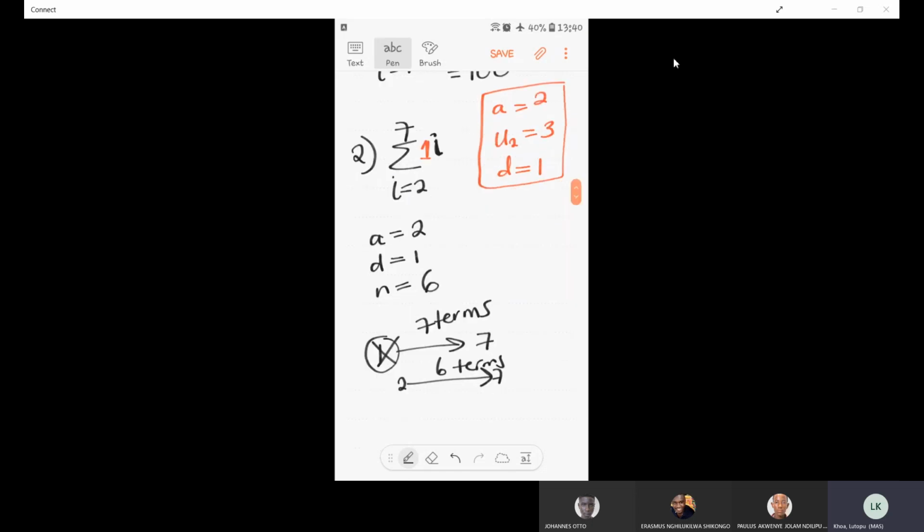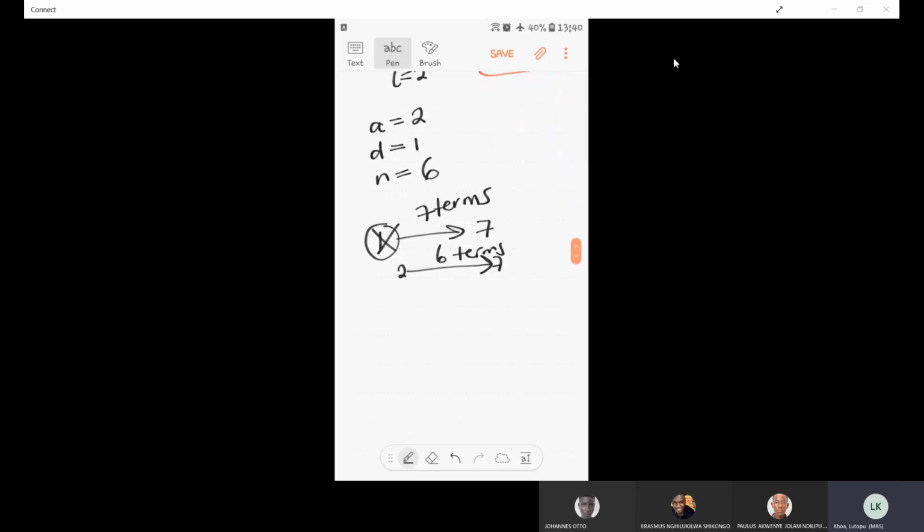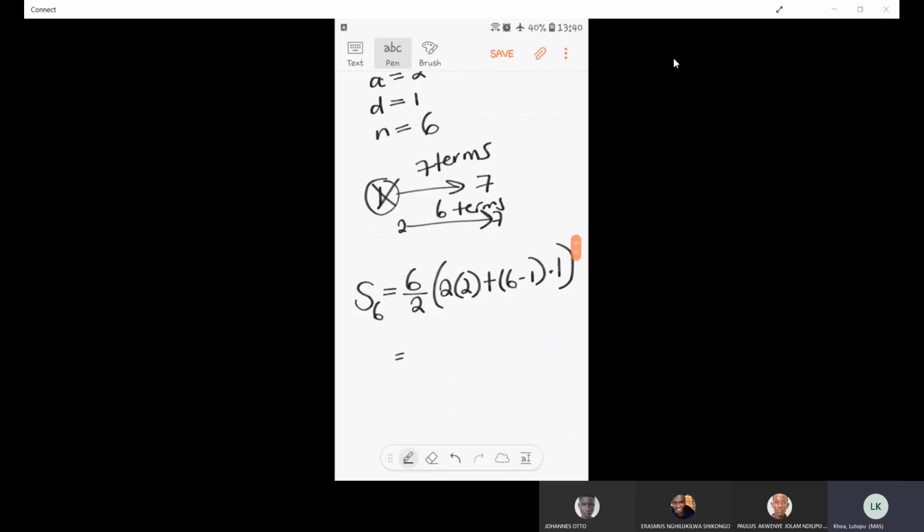So we're looking for the sum of the first 6 numbers in this arithmetic progression. So this is S6. This is equal to n, which is 6, divided by 2, then 2 times a, which is 2 times 2, plus n, which is 6 minus 1, multiplied by d, which is 1. Then this you can just work out on your calculator. This is 3, 4 plus 5.